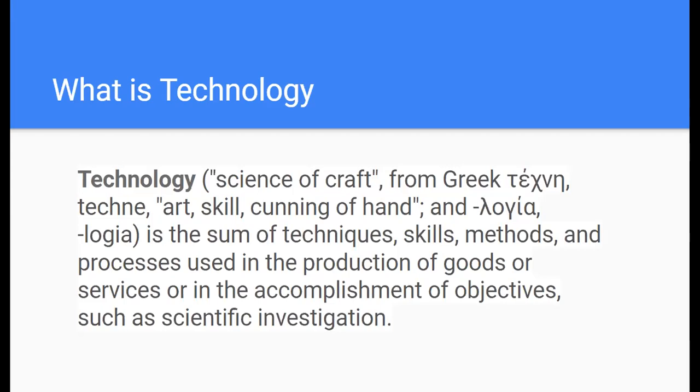So it's a combination of two words, techne and logia. So this logos, okay, logia. So logia is the sum of techniques, skills, and methods. So when you combine the two words, you have technologia, and that's in the Greek sense. So the sum of techniques, all the skills required, methods and processes used in production of goods or services, and the accomplishment of objectives such as scientific investigation.